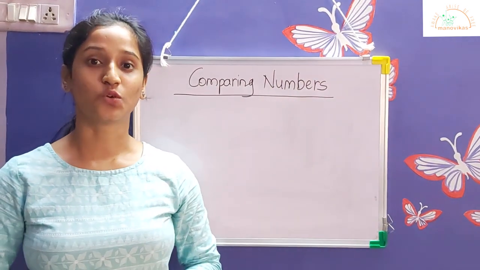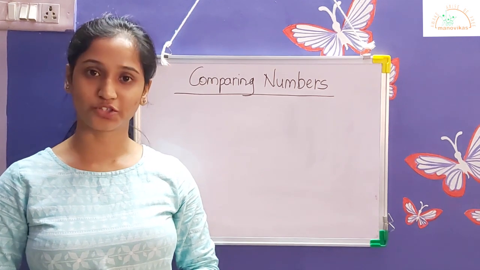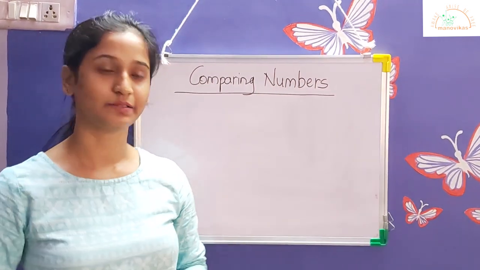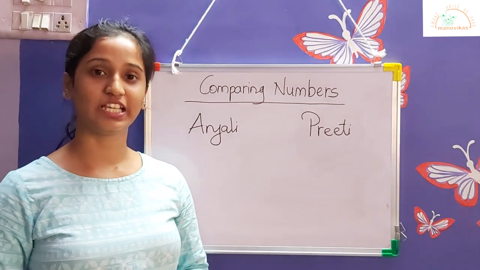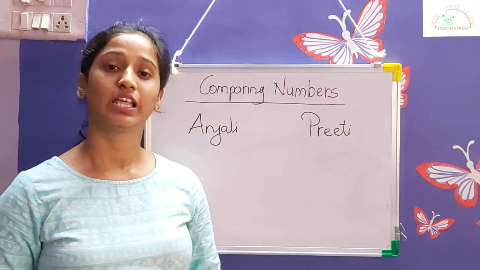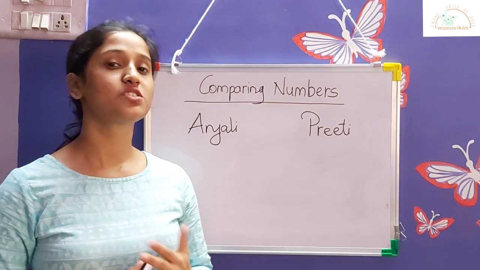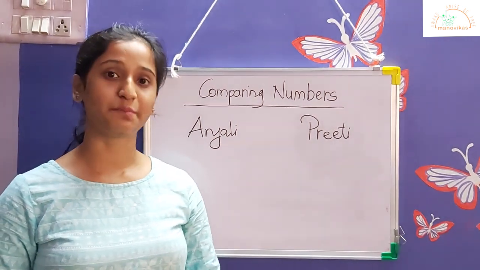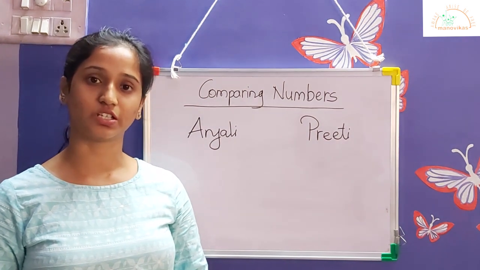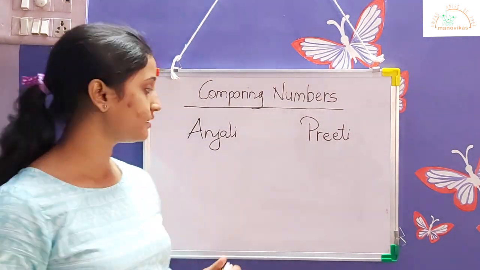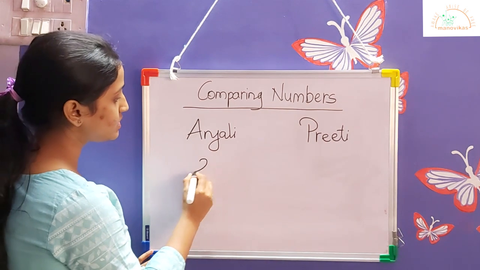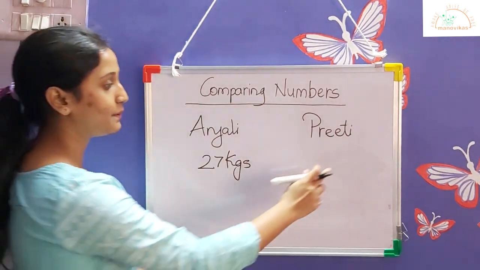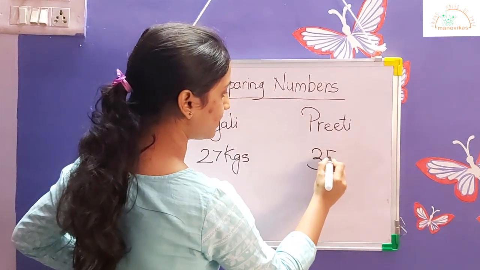Okay? So I am going to narrate a story to you about two friends, Anjali and Preeti. One day, Anjali and Preeti had a bet. They wanted to know who is stronger among them, who weighs more. So both of them stepped on the weighing machine and they found out that Anjali's weight was 27 kgs and Preeti's weight was 35 kgs.